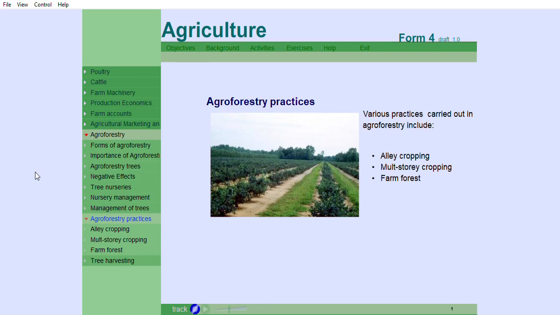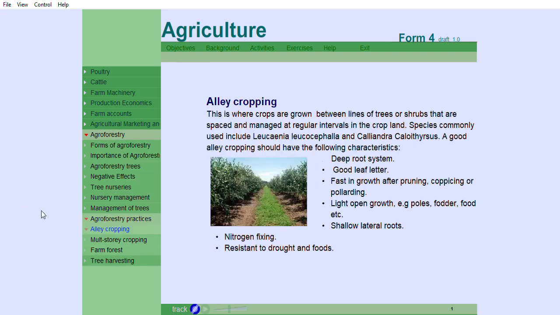Agroforestry practices. Various practices carried out in agroforestry include alley cropping. This is where crops are grown between lines of trees or shrubs that are spaced and managed at regular intervals in the cropland. Species commonly used include Leucaena leucocephala and Calliandra calothyrsus.